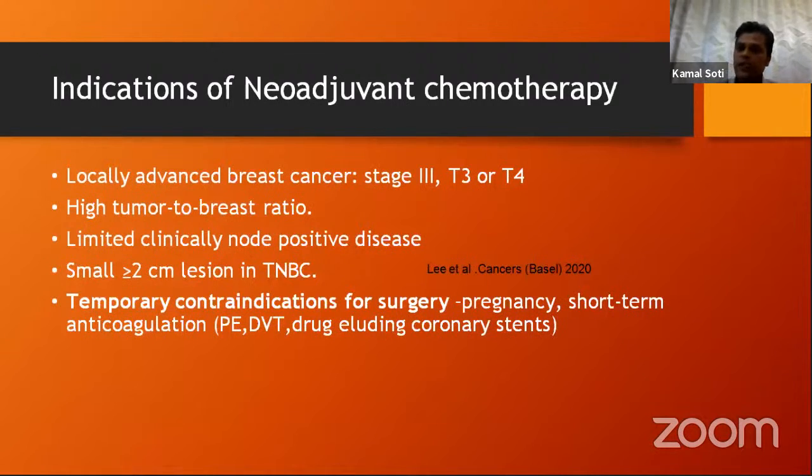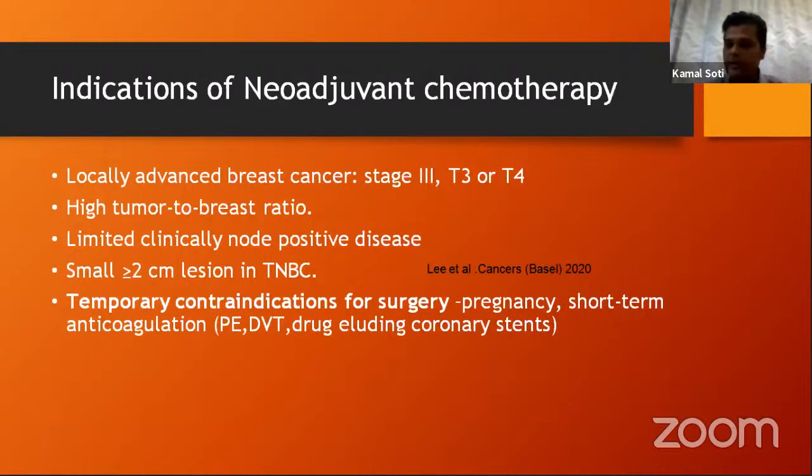The principle behind this is, whenever we give chemotherapy to a patient before surgery, the systemic micrometastasis will decrease, the size of the tumor will decrease, and it will be easy for the surgeon to preserve or to conserve the breast. The patient's response to the chemotherapy can also be detected if we give early chemotherapy.